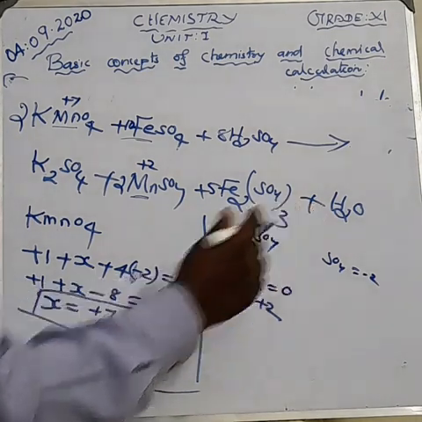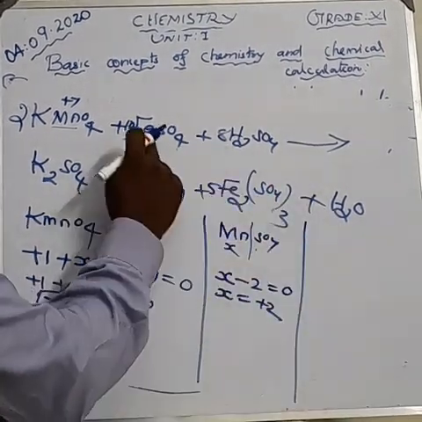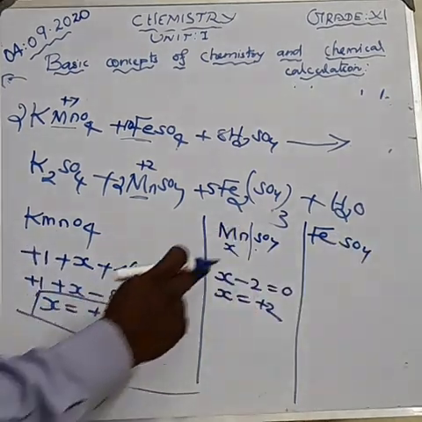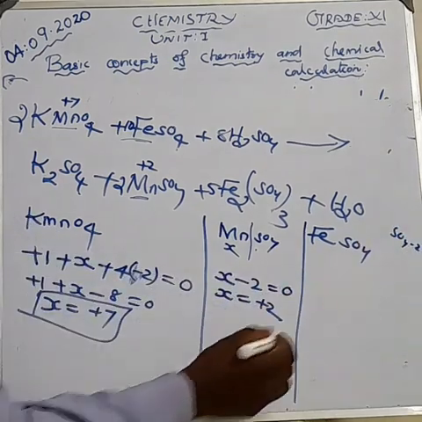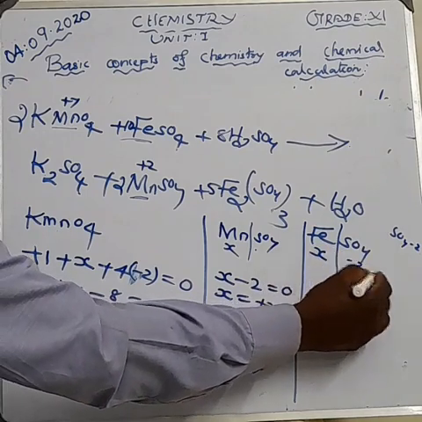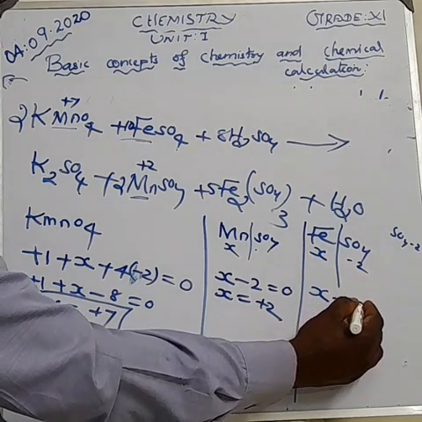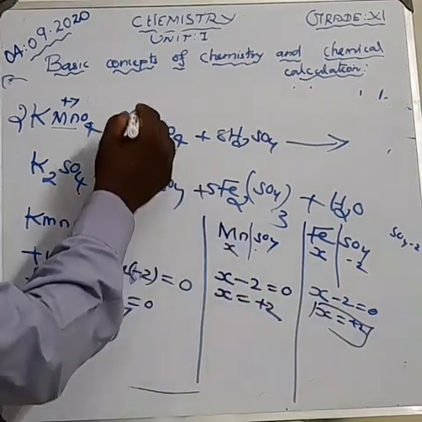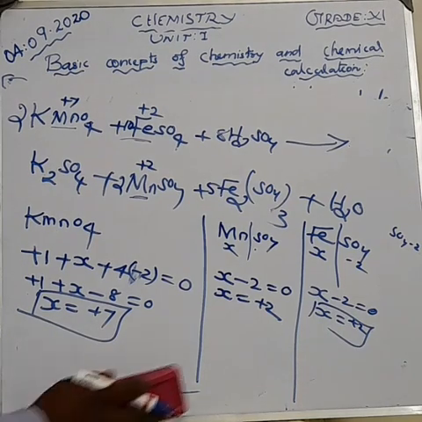And next one, ferrous sulfate, FeSO4. Now I told you for sulfate, what is the charge? Minus 2. SO4, what is that? Minus 2. So here Fe taken as X. This is minus 2. So what's the answer? X minus 2 equal to 0. X is equal to plus 2. Okay. So Fe also what? Plus 2. Okay. The next one, the last one.